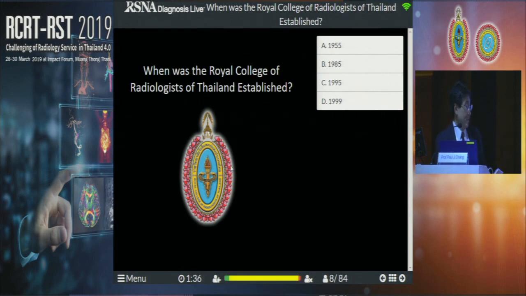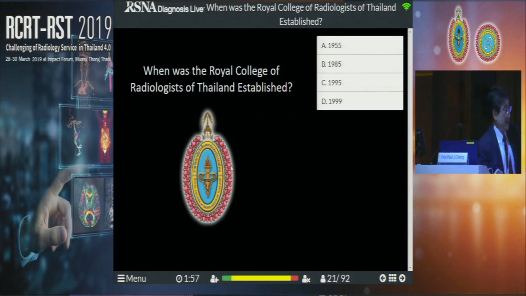Oh, that's helping a lot. Now we have 84, 85. Good. While people are logging in, the system is very intelligent, so you can keep up. You just refresh your browser and you'll catch up. I'll leave it to this first question. This is the first type of question, and I'm going to ask you a very simple one. When was the Royal College of Radiologists of Thailand first established?